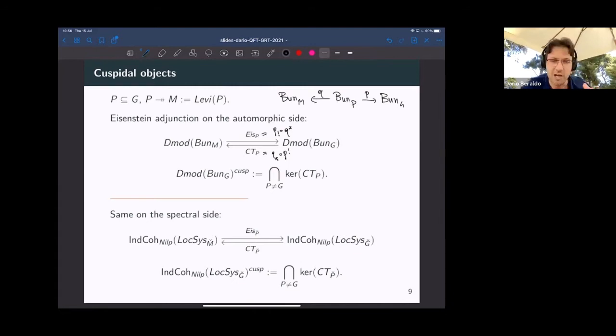Okay, and so we have these adjunctions for any parabolic, and the cuspidal objects are those objects killed by all constant terms. So cuspidal means that if I apply the constant term, I get 0, not just for one P, but for all parabolics, excluding G, of course. If P is G, then this adjunction is the identity, so I exclude that. And so this is a paradigm for Eisenstein series and constant term, which is the right adjoint. And the same paradigm happens on the spectral side, where you have the same diagram.